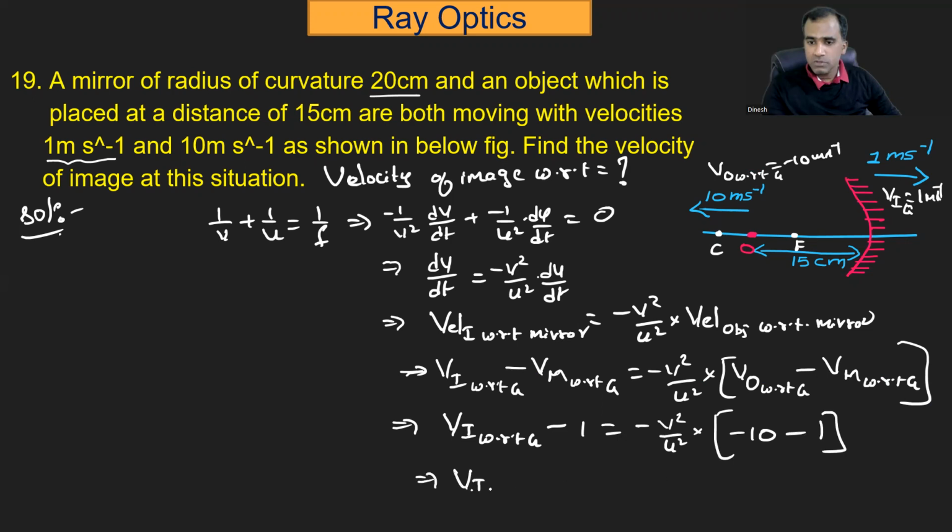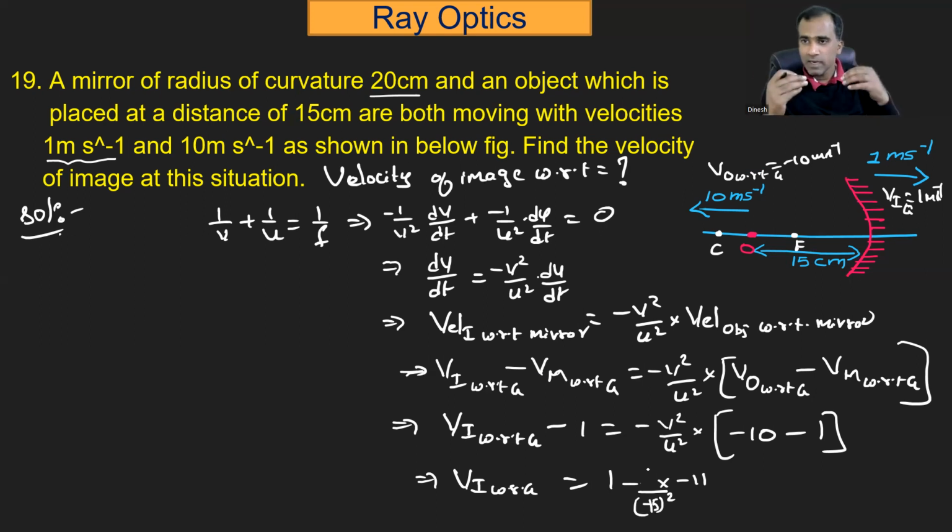So velocity of image with respect to ground, if you want to find out, plus 1 goes to the other side, and minus 10 minus 1 is minus 11, into minus v square by u square. What is u? The u value is 15 centimeters. Since it is on the polished side of the mirror, we write it as minus 15, whole square. What is v?